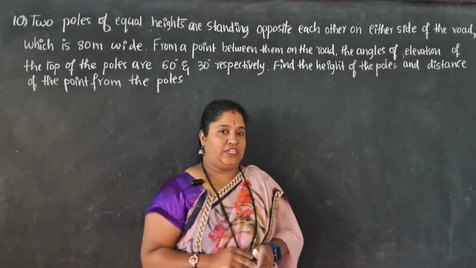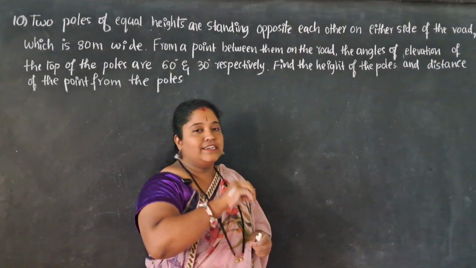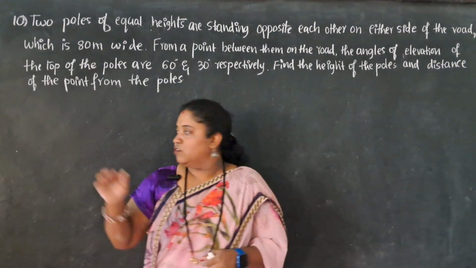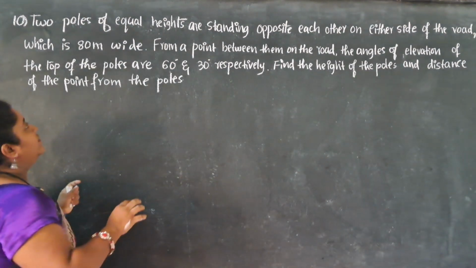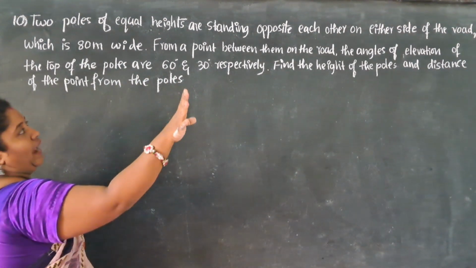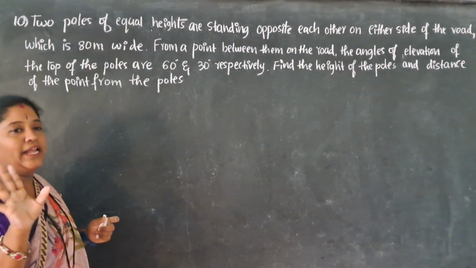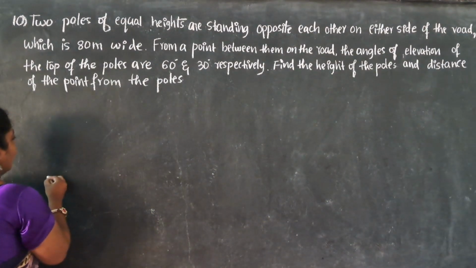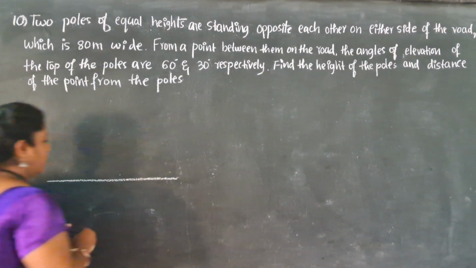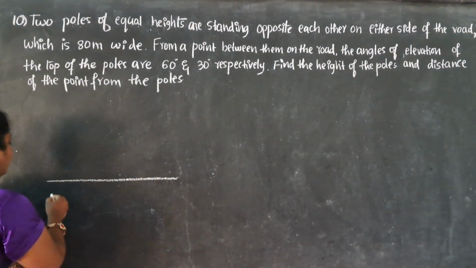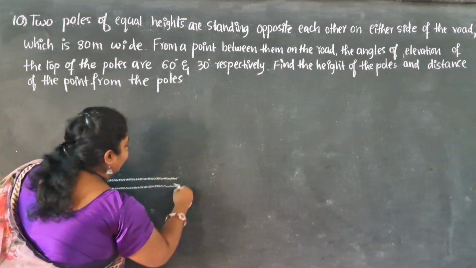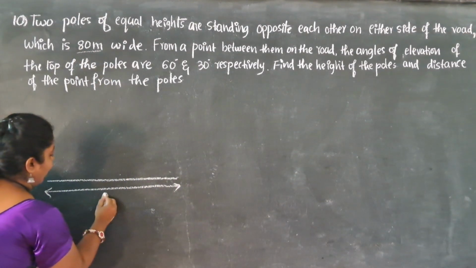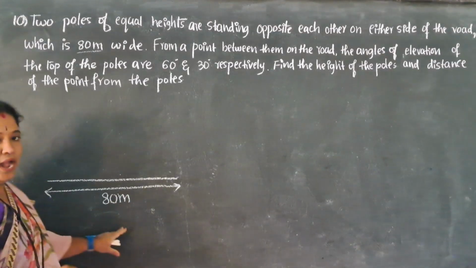We diagram the question. When we represent the question in a diagrammatic manner, we understand a little more. So now we'll diagram it. Look at the board. Two poles of equal heights are standing opposite to each other on either side of the road. So first let me draw the road, the base ground. And what is the length of the road that they have provided in the question? The road is 80 meters wide. I say this is 80 meters wide.